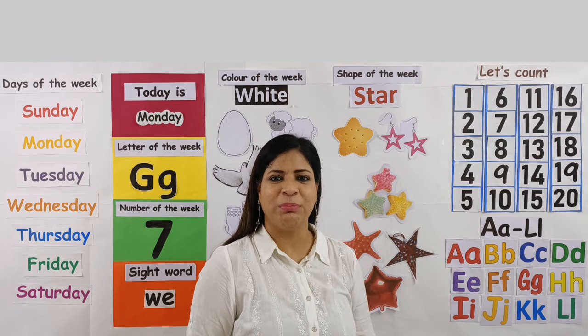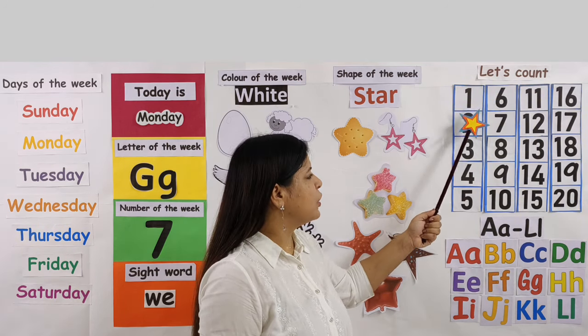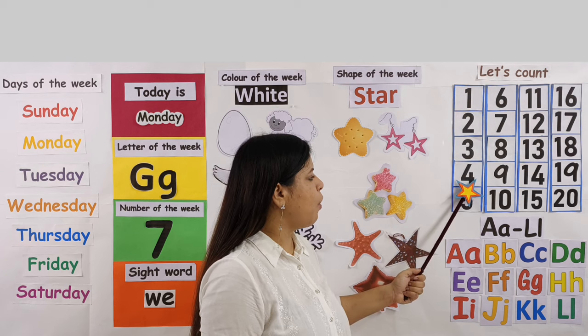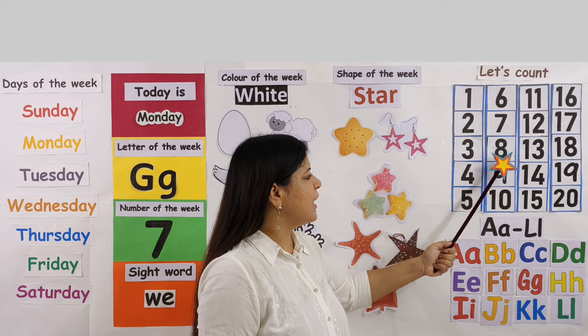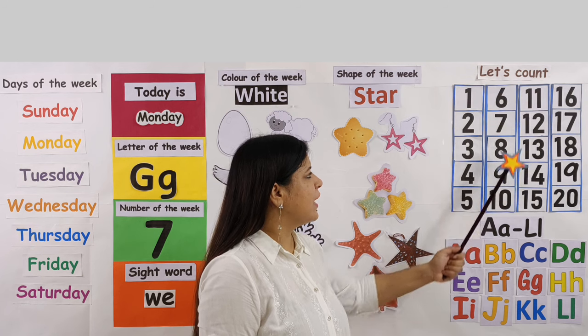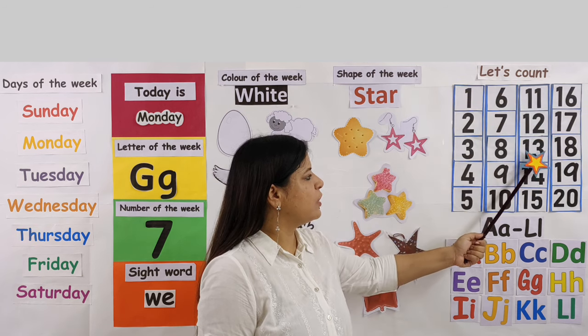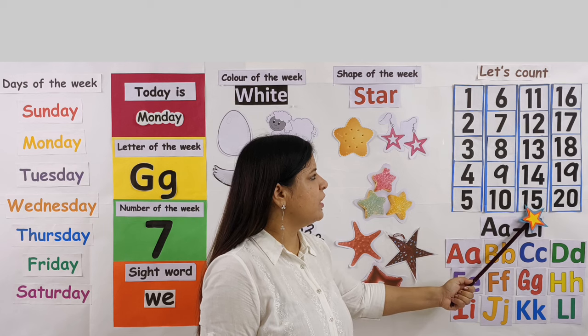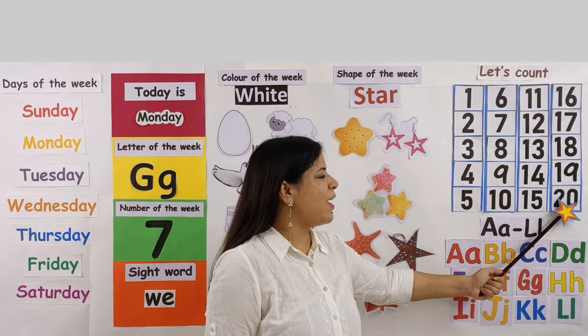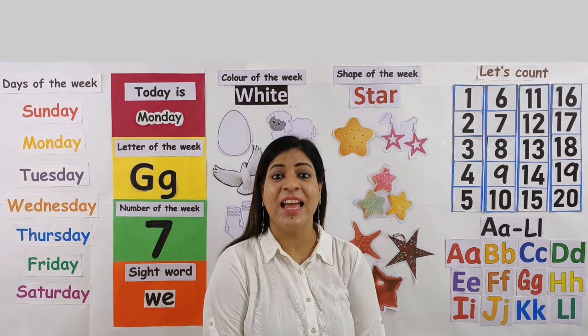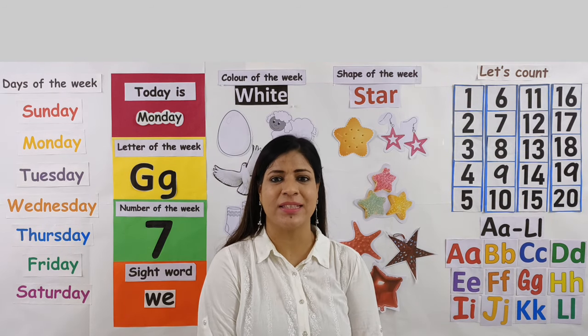Now count along with me. 1, 2, 3, 4, 5, 6, 7, 8, 9, 10, 11, 12, 13, 14, 15, 16, 17, 18, 19, 20. Well done. Now it's time to say the sounds of letters A to L.